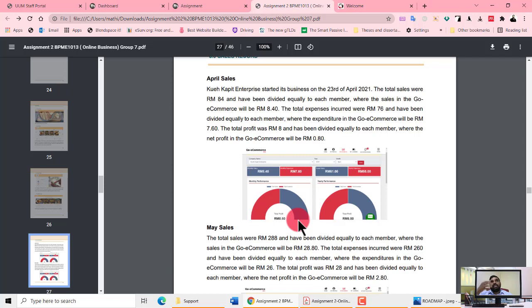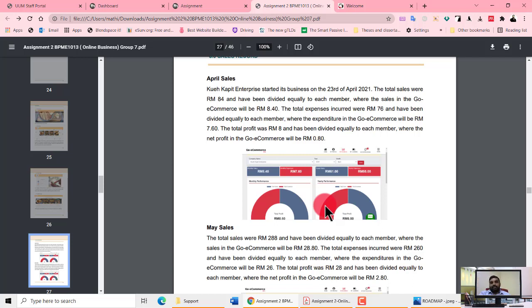For example, in your case, you have to record the October, November and December sales. Like this, you can get the record. Before that, you have to register and record. Every student needs to register, not only the group leader. Everyone needs to register and record the sales. But how to record the sales? Let's say your sales is 100.